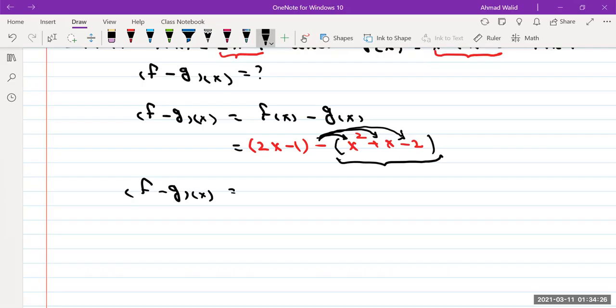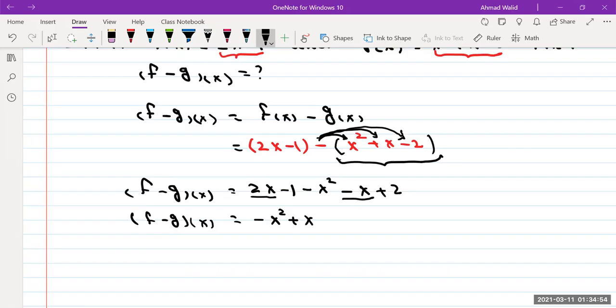Now, I can say f minus g of x equals, remove the first parentheses 2x minus 1, distribute the negative, minus x squared minus x plus 2, correct? Now combine like terms. F minus g of x equals negative x squared, because I don't have any more x squared, I'll copy it. Positive 2x, negative x gives you positive x. Negative 1, positive 2 gives you 1. Correct? That's your final answer.